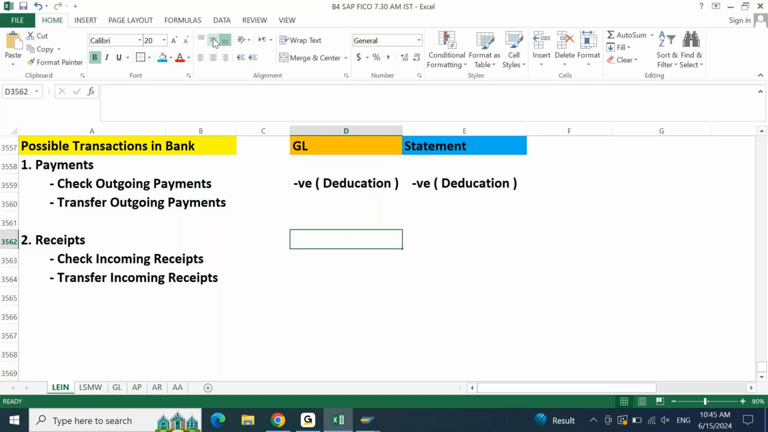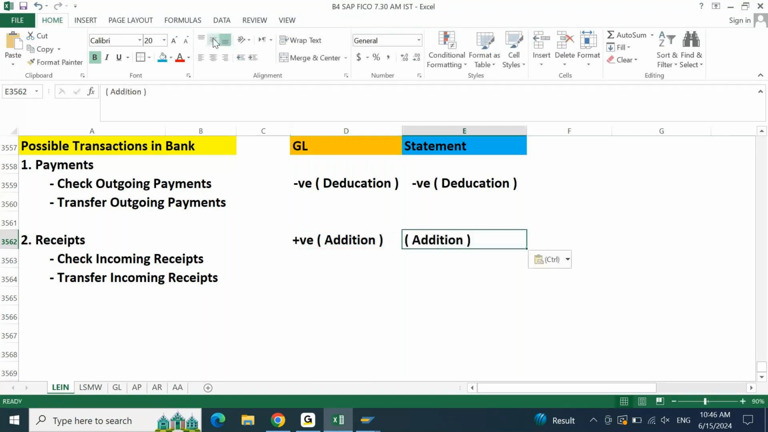Here you are going to increase the bank account balance. When you are increasing the bank account balance, you are going to do a plus, because I need to add money. When I'm adding money, I need to do a plus. Plus means positive here. I'm going to put positive here. This is deduction, this is addition. You are going to add the money to your bank account. That is why you are going to do a plus here.